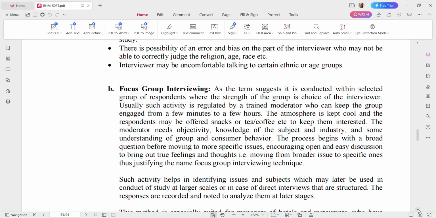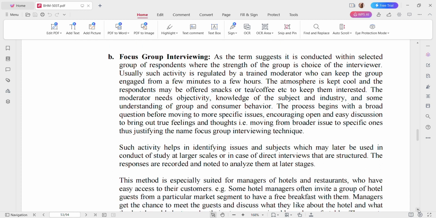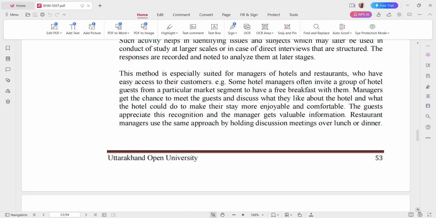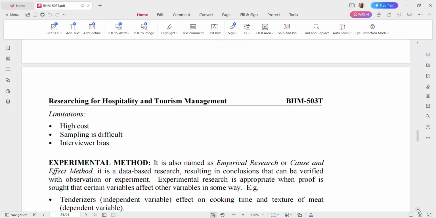Usually, when you do focus group, mayroon yan siyang how you start it. So para siyang lesson planning, mayroon kang step by step na susundin. Parang guide mo lang by doing focus group. Kasi kung hindi din siya bigyan ng tamang proseso, sayang ng effort. No? So such activity helps in identifying issues and subject which may later be used in the conduct of study. Okay? Alright. Limitation, high cost.